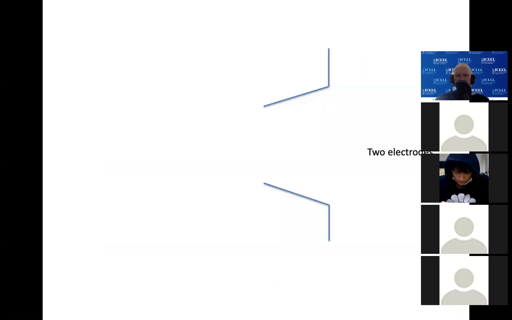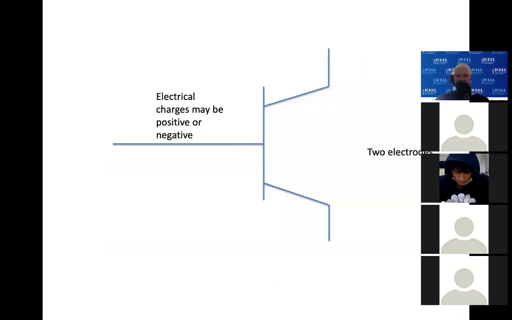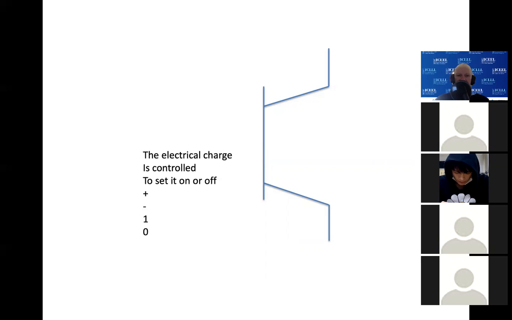So you've got things like this. You've got two electrodes, these wires, right? Two wires basically, and you've got this thing here. That's a semiconductor, right? And then you get a control wire here, and the electrical charge comes in here, and it may be positive or negative. Positive, negative, positive, negative. And it's controlled to set it on or off, basically. It's either on or off, plus or minus, 1 or 0, true or false.